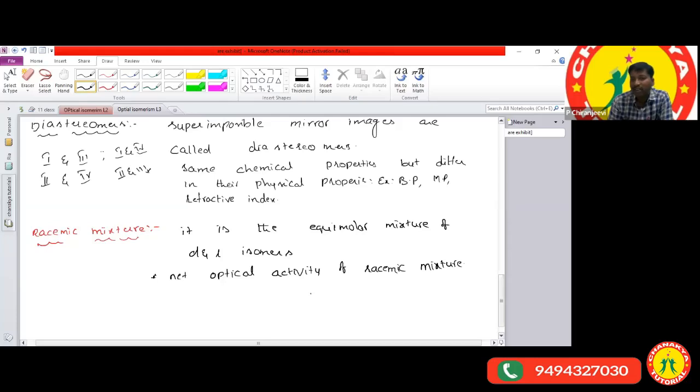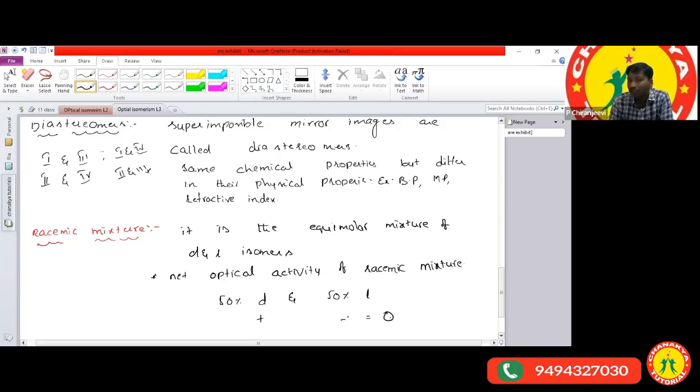In the definition only it is there. So racemic mixture is nothing but an equimolar mixture of D and L isomers, and an equimolar mixture of the enantiomers also we can call a racemic mixture. That means the mixture contains 50% of the D isomer and 50% of the L isomer. D isomers can be represented with positive, L isomers with negative. 50% negative, 50% positive means net optical activity becomes 0 only.